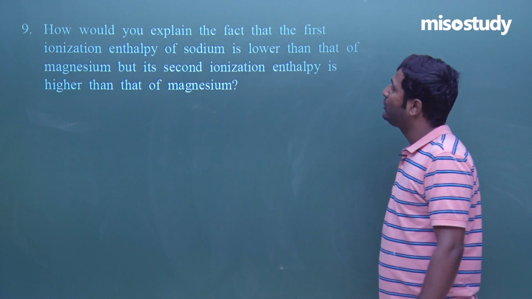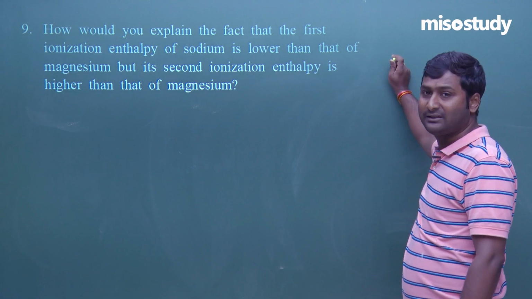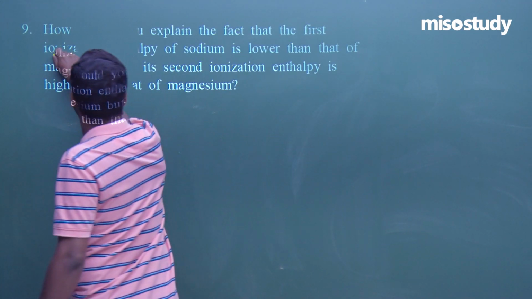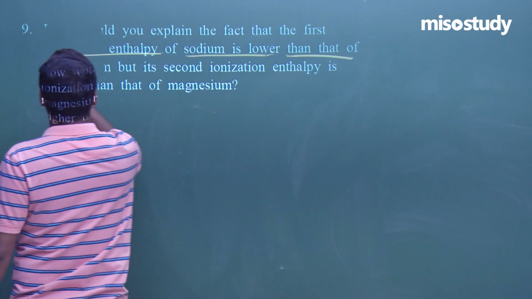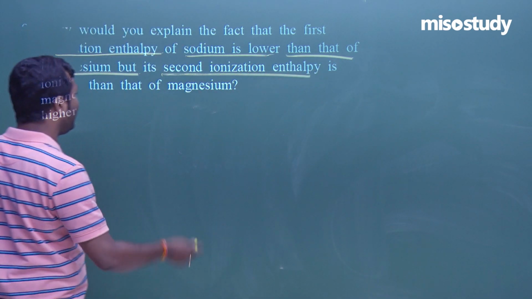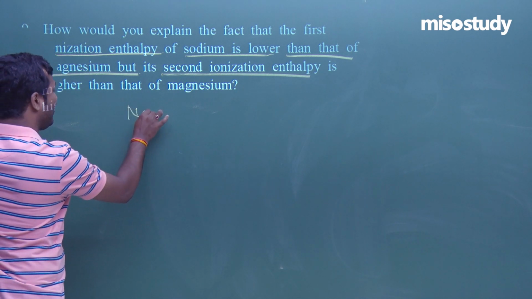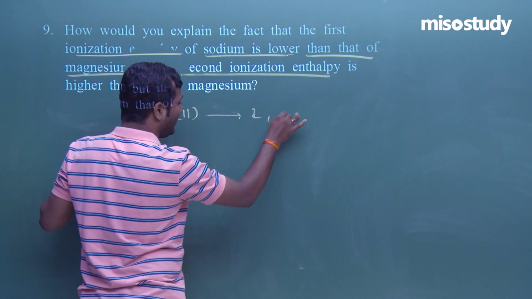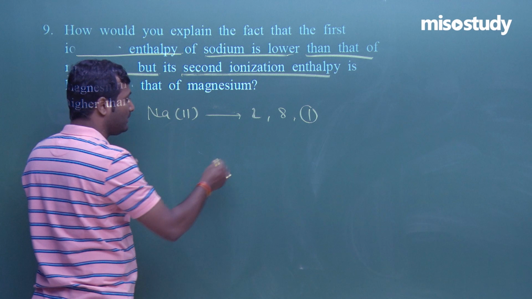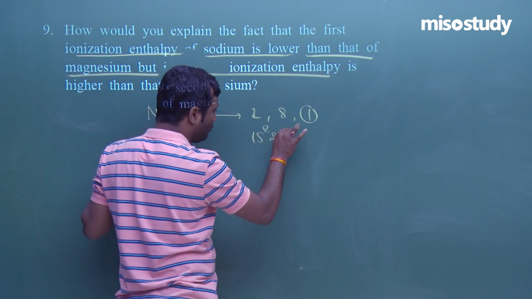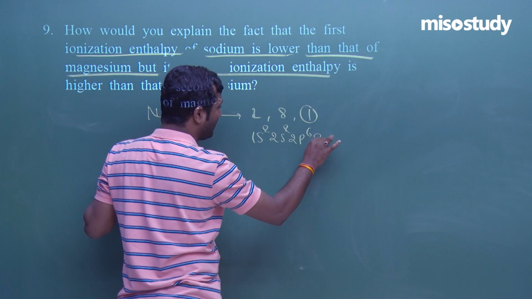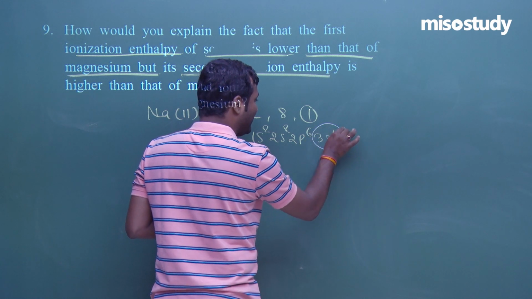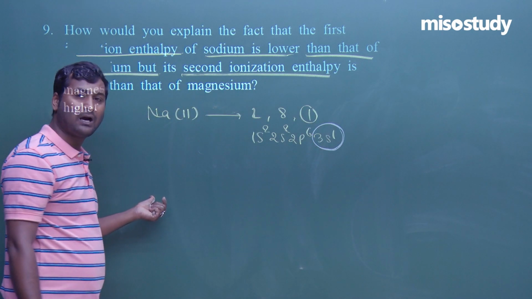Clear? How would you explain the fact that the first ionization enthalpy of sodium is lower than that of magnesium? First ionization enthalpy of sodium is lower than that of magnesium. Clear? As we know, sodium has atomic number 11. It can be written like this, 2, 8, 1. That is, subshell wise 1s2, 2s2, 2p6 and, my friend, 3s1. This is the case. Now look at 3s1. It contains only 1 electron in its outermost shell.